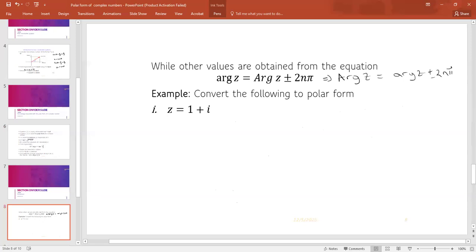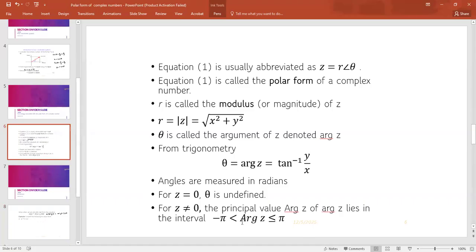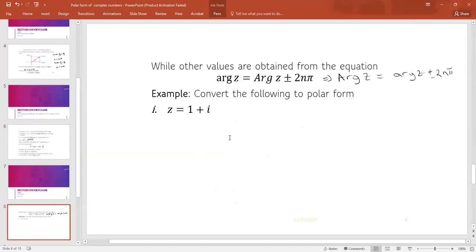This formula is very important when we want to represent a complex number in the polar form. Take into consideration the value theta that will be used to represent the complex number in polar form should lie in this interval. The principal value here should always lie in the interval minus pi to pi. You will see why this equation is important in the upcoming examples.